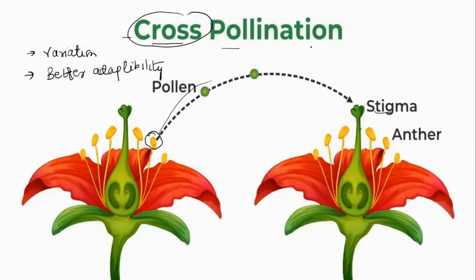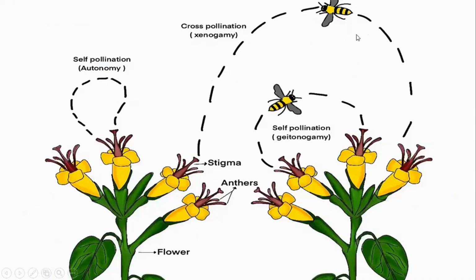All right. But it has some disadvantages also. Disadvantages would be dependency on external agency. External agents are involved. It's an unsure method, and there's lots of wastage. The process is long also. It's a long, tedious process, not a sure method. So cross-pollination has advantages as well as disadvantages. So this question is asked.